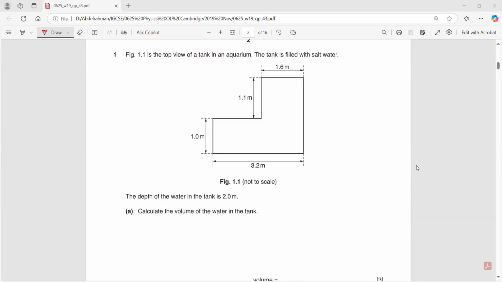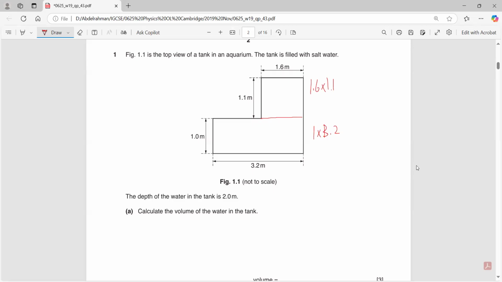Okay, we need to find the volume, which would be the length times width times the height. If it were a regular rectangle, we need to divide it into two rectangles. How can I divide it into two rectangles? If I draw a line in the middle, this would be a rectangle 1.6 times 1.1, and this would be a rectangle 1.1 times 3.2. So 1.6 times 1.1 plus 3.2 times 1.